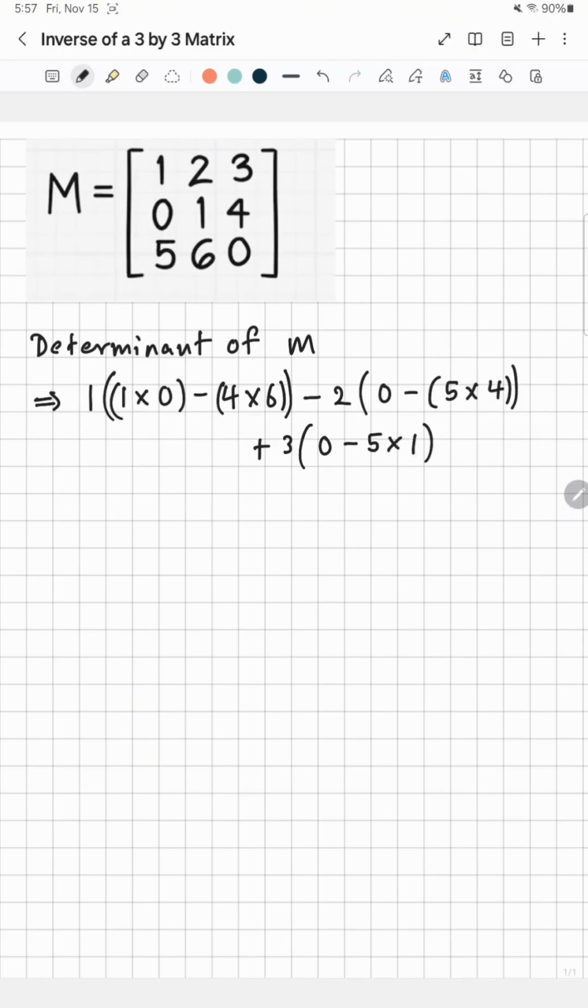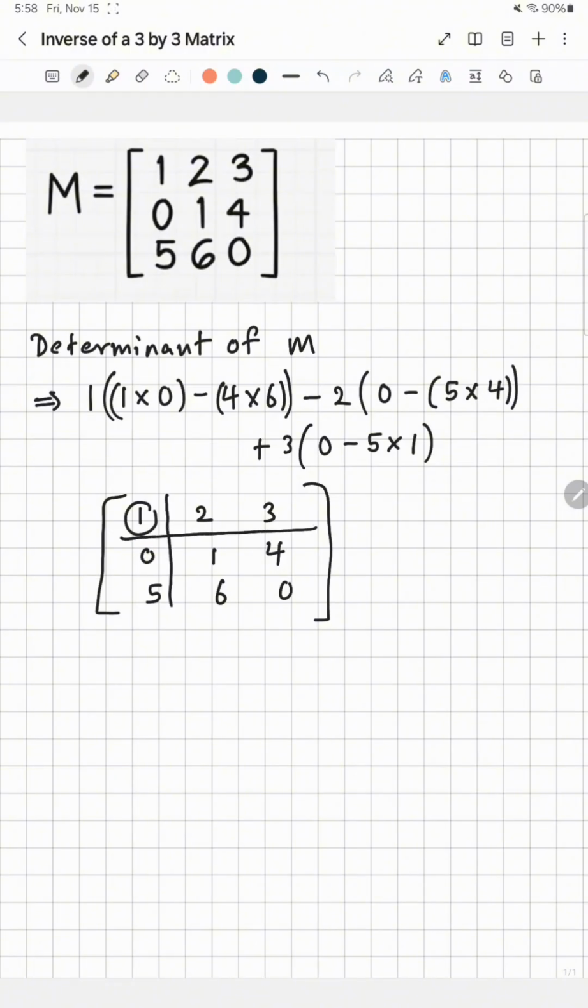I'll show how it's done separately too. I'll write it down properly so that you can understand. So I'll just write the matrix down again. What you do is, you see number 1, right? You cross the first row and the first column, and then you have 4 numbers remaining. So it's going to be 1 into the numbers inside the box, and the order should be diagonal. So 1 into 0 minus 6 into 4. It goes in that order always when finding the determinant.